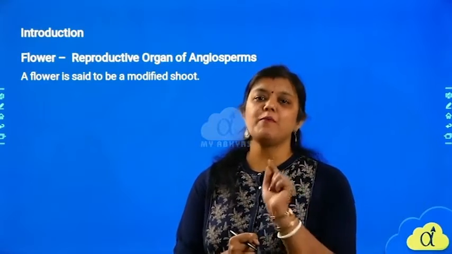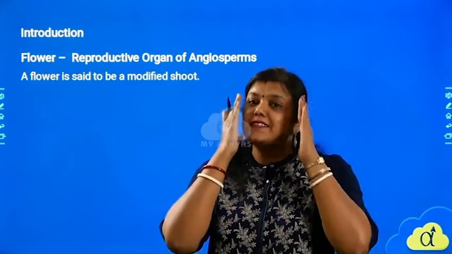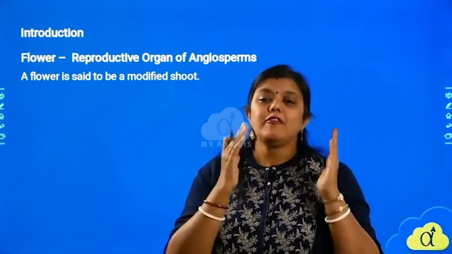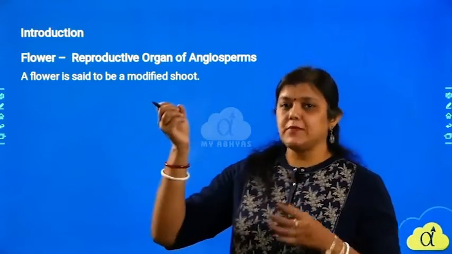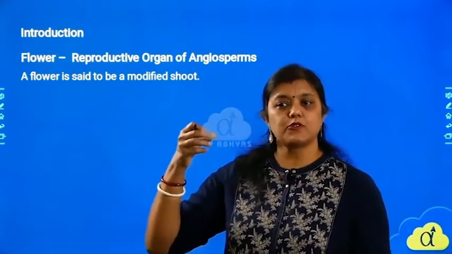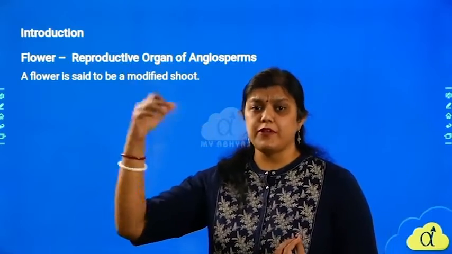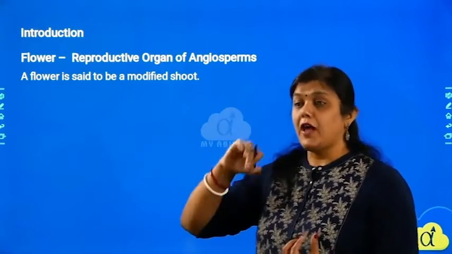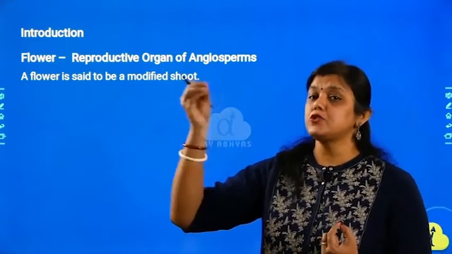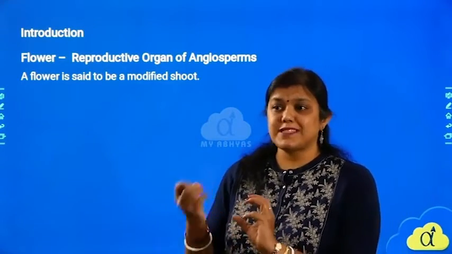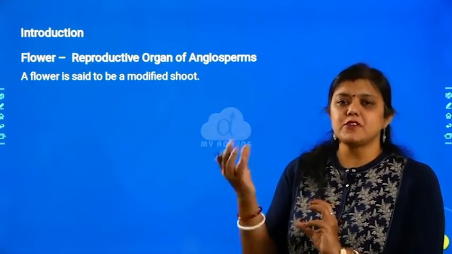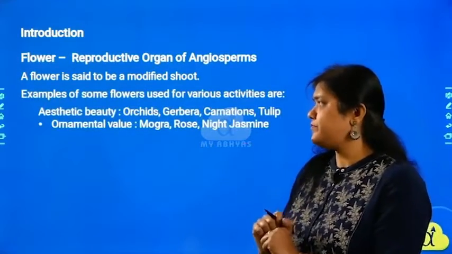It is a modified shoot. A flower is a modified shoot. This is the exact definition if we want to say. In a plant, there is a root system and there is a shoot system, right? The root system goes down, the shoot system comes above the soil. Now a flower is one of the parts of that shoot system, which is a converted shoot. That is, the stem has converted itself in such a way that it formed a flower.